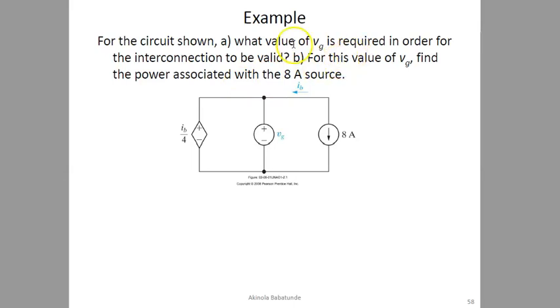So the first question says, what value of VG is required in order for the interconnection to be valid? We had said that for the interconnection to be valid, when we have voltages interconnected in a circuit, since these are connected in parallel, this source is connected in parallel to this source. It simply means this voltage has to be equal to the voltage here. VG on this source has to be equal to the voltage on this particular source.